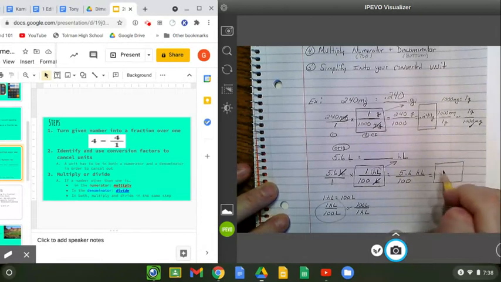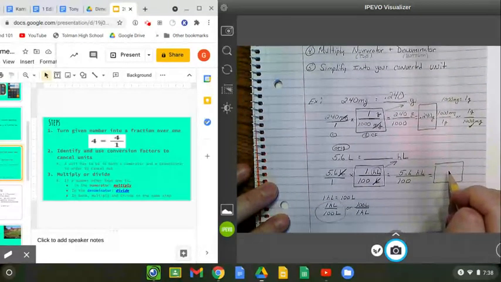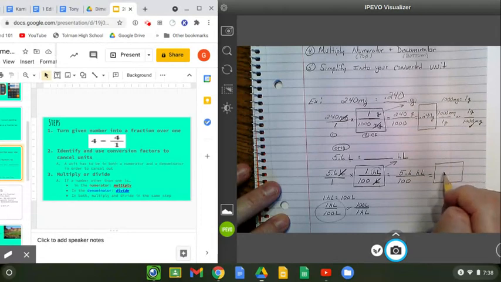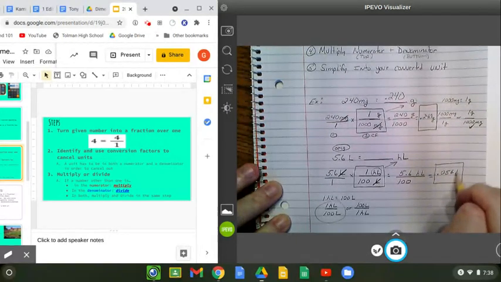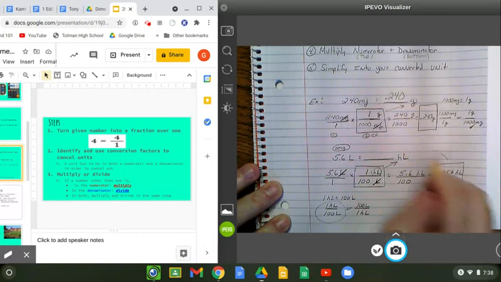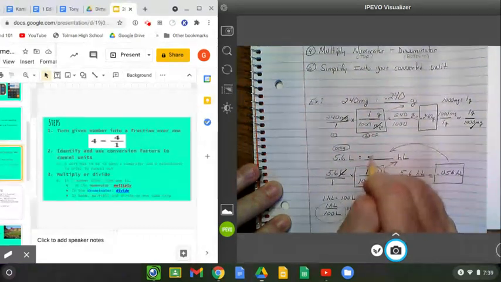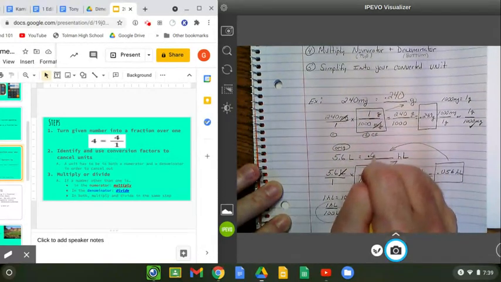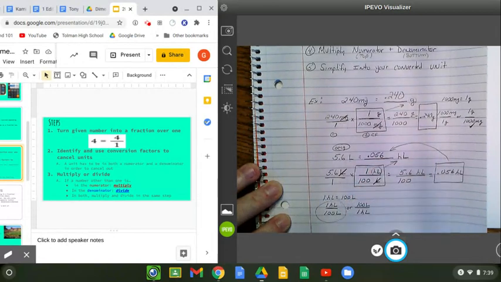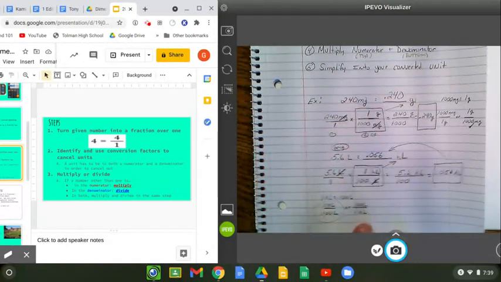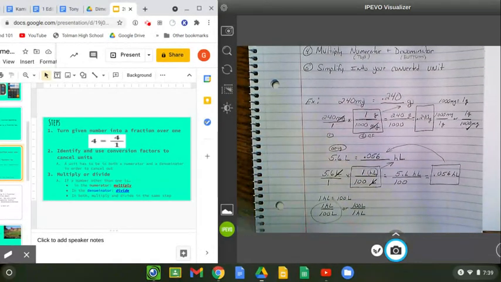5.6 divided by 100 is 0.056 hectoliters. And then I'm just going to transfer that right up here: 0.056 hectoliters. And that is a couple of examples of how to do one-step dimensional analysis.